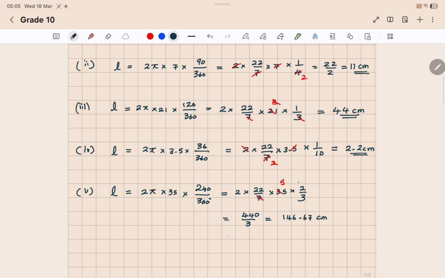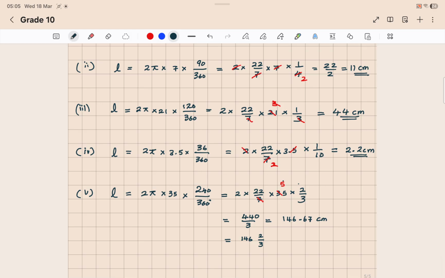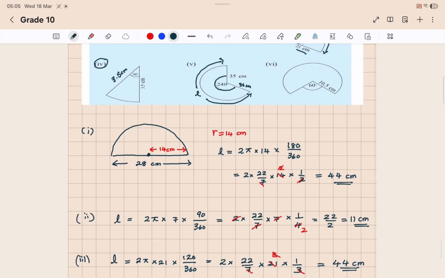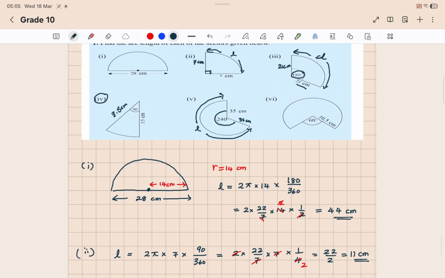Or as a mixed fraction, you can write it as 146 and 2/3. Right. Okay. Let's look at the last one. Now the last one is a little bit different, right?